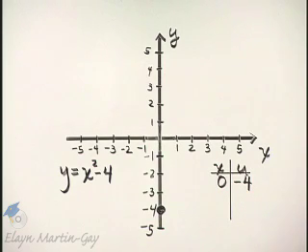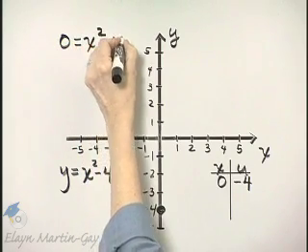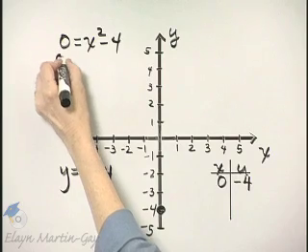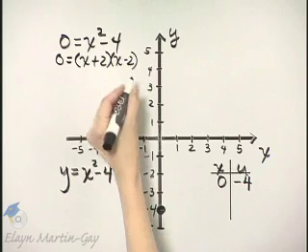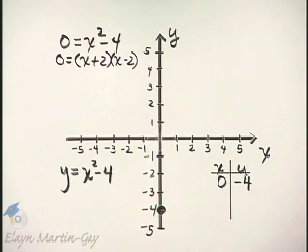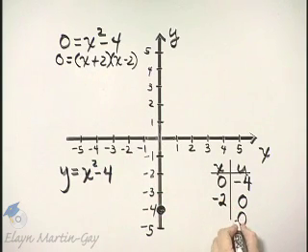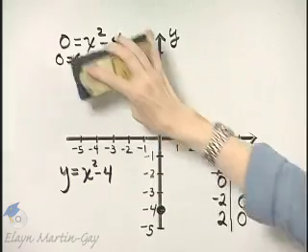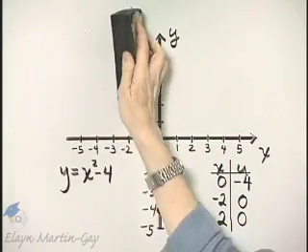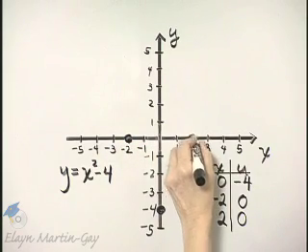How do we find x-intercepts? We let y be 0 and we solve this. Now we can solve this quadratic equation by factoring: x plus 2 times x minus 2. If you set each of those equal to 0, then we'll have answers of negative 2 for x and also 2 for x. So when y is 0, we get negative 2. When y is 0, we get 2. So those are our intercepts. All right, so we have negative 2, 0, and we have 2, 0.